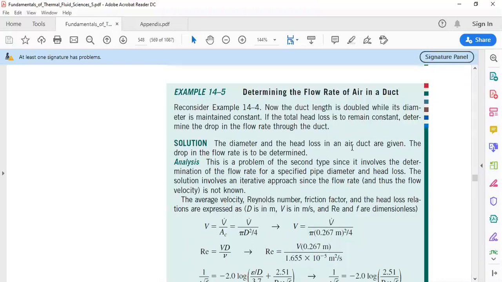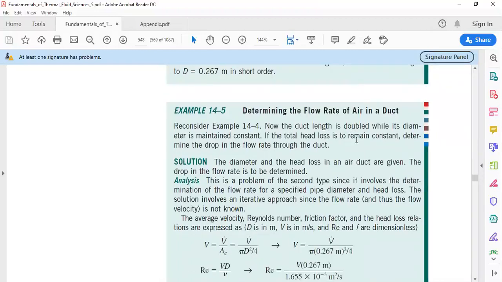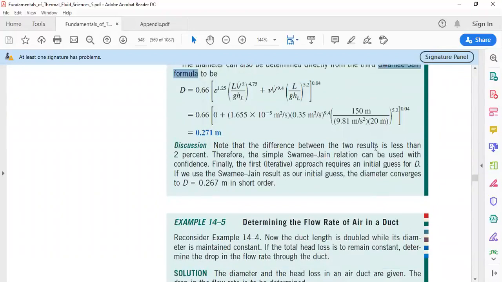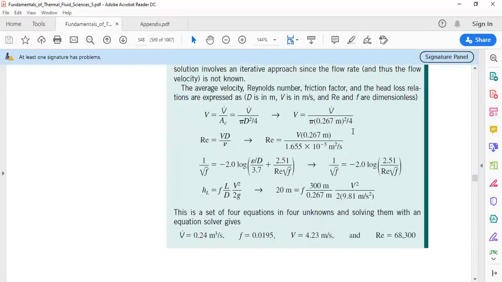Example 14.5, to determine the flow rate. Same as the previous example, now the duct length is doubled while its diameter remains the same. If the total head loss is to remain constant, determine the drop in the flow rate through the duct. So this is the velocity, assuming the diameter is the same as the one here, 0.267. So assume the diameter is given.